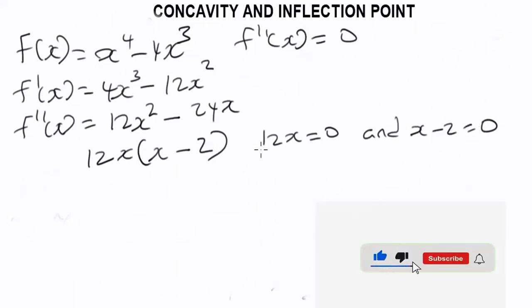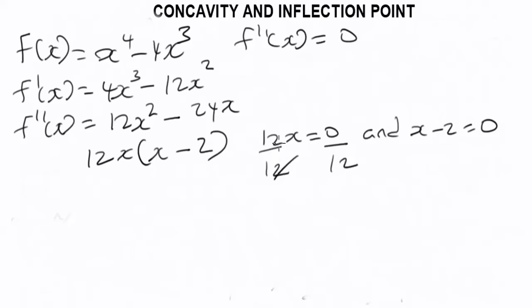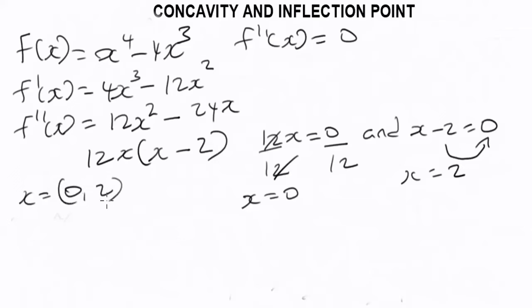So at this juncture, you get the respective values of x. For this side of the equation, you divide both sides by 12. So this will cancel out. When 0 is divided by a number, you get 0. For this one, the minus 2 moves across because of the equality sign and changes to positive. So we have the values of x for the inflection points to be 0 and 2 respectively.